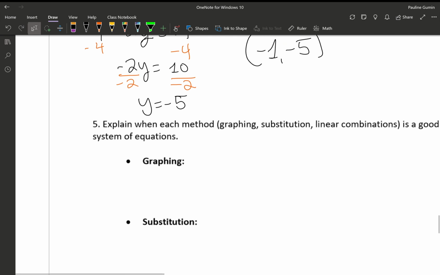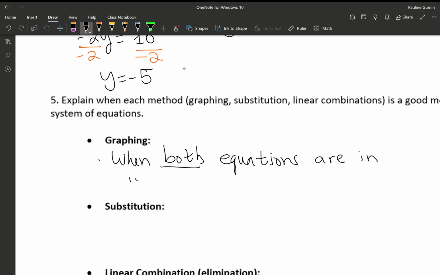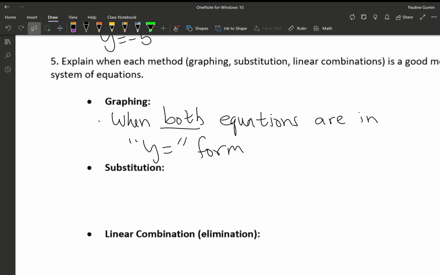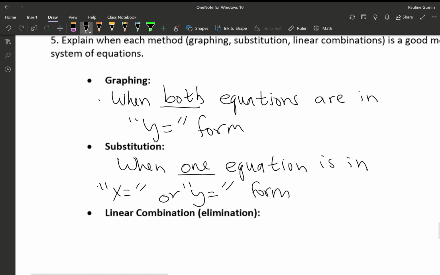So we learned 3 methods to solving these systems. Let's talk about what's good for all of them. Graphing is good when both equations are in y equals form. Then we can plop them right into our calculator, graph them, find our answer. Substitution is good when one equation is in x equals or y equals form. Either way, that's when we can substitute.